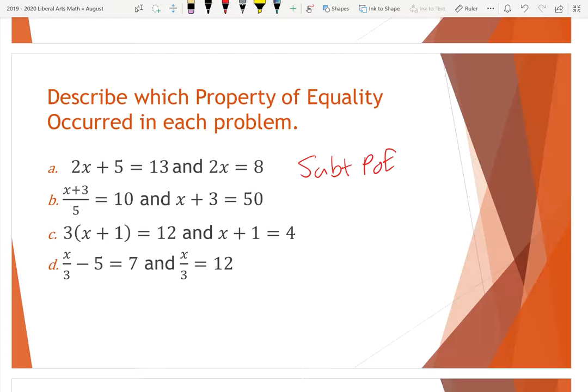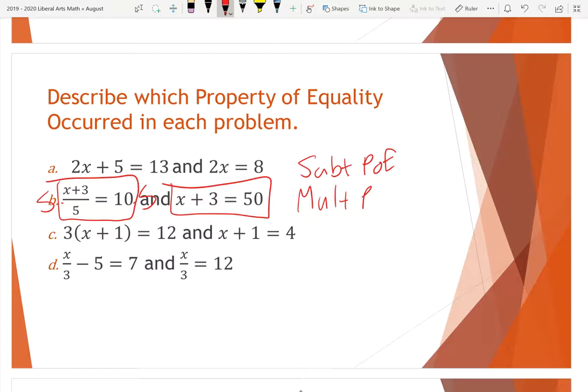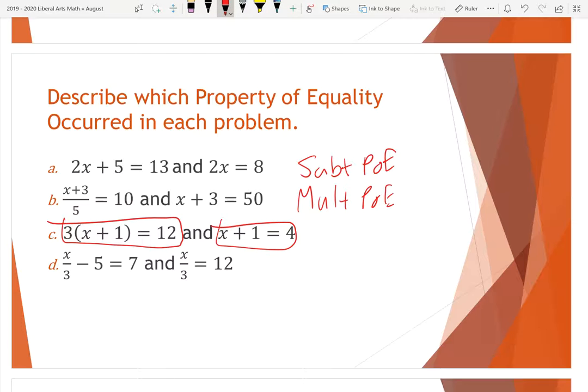Looking at B, we go from this to this. How do they do that? Well, they would have to have multiplied by 5 on both sides to do that. So that would be the multiplication property of equality. C, they go from this to this. So keep in mind, the x plus 1 is still the same thing. What they did was they got rid of the 3. They divided both sides by 3, meaning they used the division property of equality that time.